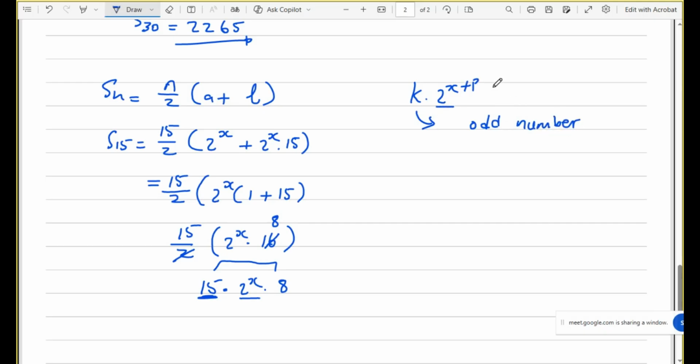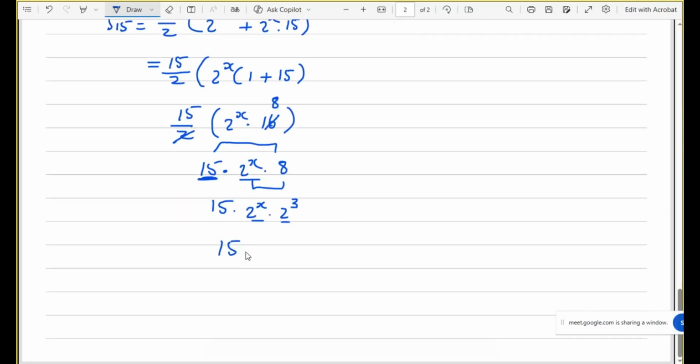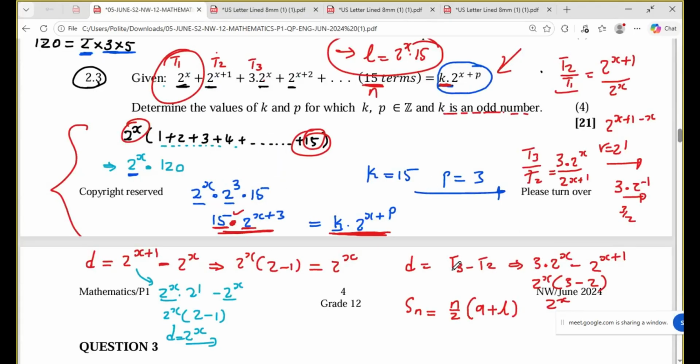We just have to write the 2 and 8 as base 2. But we know that this will be 15 times 2 to the x. 8 is 2 to the power 3. The bases are the same. You add the exponents, which gives you 15 times 2 to the power x plus 3. You see, k is 15 and p is 3. The same answer that we got when we were doing the speculation. So k is 15, p is 3.